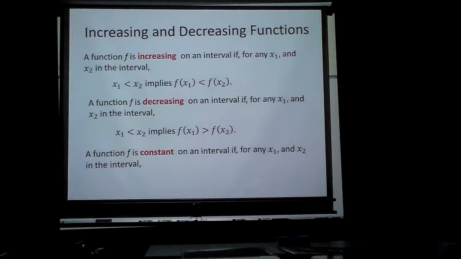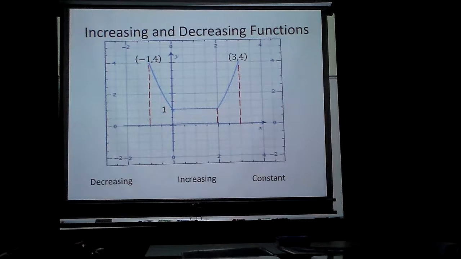Okay? And then a constant is for any interval where it stays the same, or it would basically be a zero slope. Here would be a zero slope if you were to look at it. That's all the stuff by definition. So let's look at a picture to see what we're talking about.